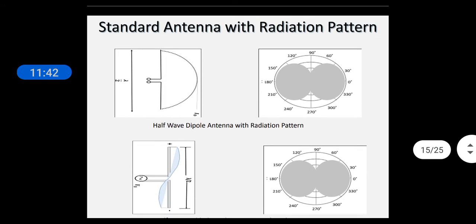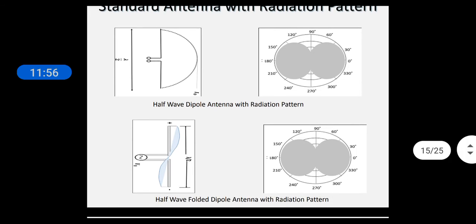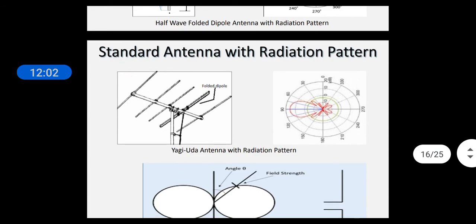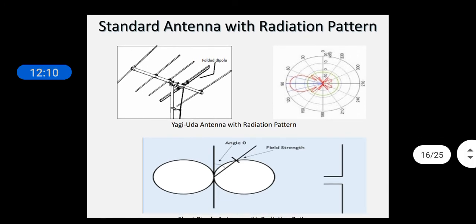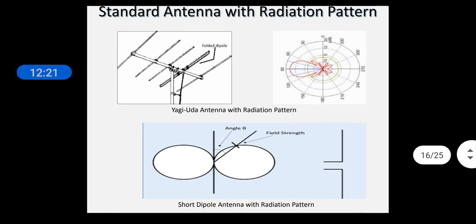Now we come to some standard antennas and their radiation patterns. This is the half wave dipole antenna and its radiation pattern, which is bidirectional, and then another one is the half wave folded dipole antenna and its radiation pattern. It's the Yagi-Uda antenna, which is generally used for TV transmission, and it is a unidirectional antenna. In one direction it has the maximum gain, and in the other directions its gain is negligible or not considerable.